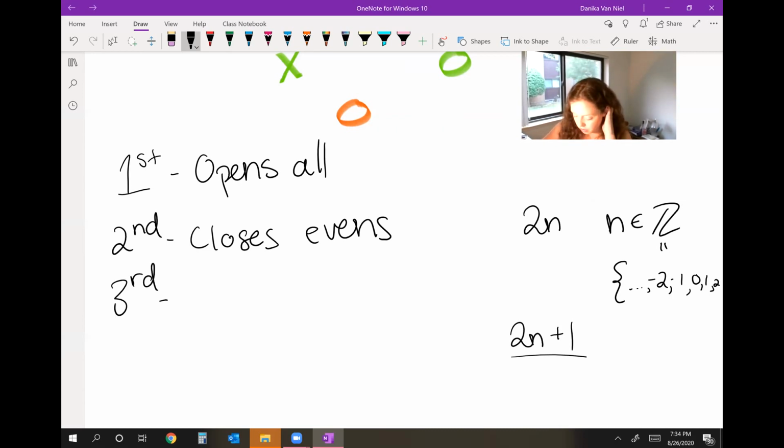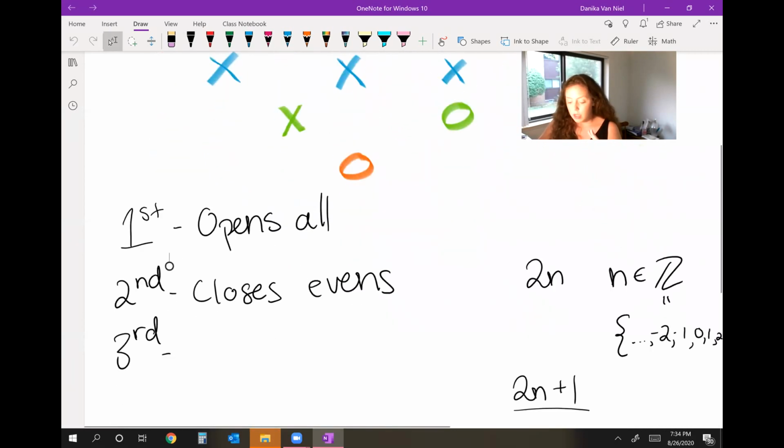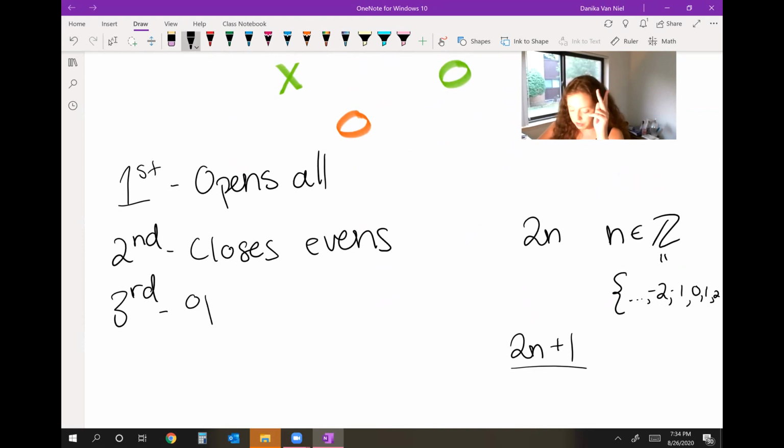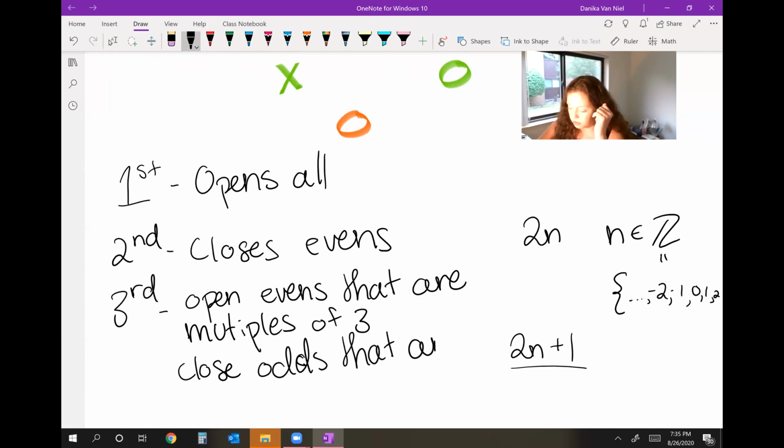Third student, okay. So it's going to open evens that are multiples of 3 and close odds that are multiples of 3.